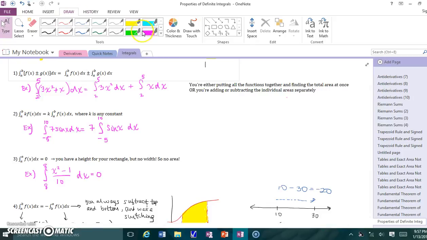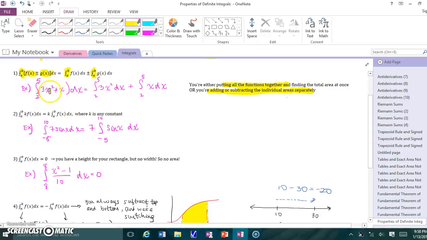So what property 1 says is if I have an integral from a to b of one function plus or minus another function, what I can do is break it up into 2 separate integrals with the exact same limits of integration. You're breaking it up into 2 areas here. Notice the function f is in the first one, g is in the second one. So basically you're either putting all the functions together, like right here, and finding the total area at once, or you're adding and subtracting those individual smaller areas separately right here.